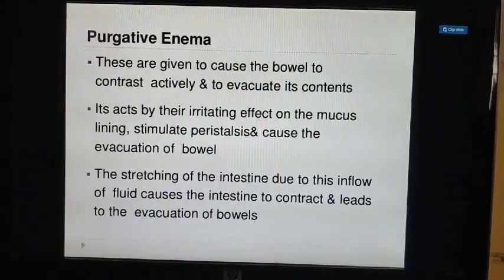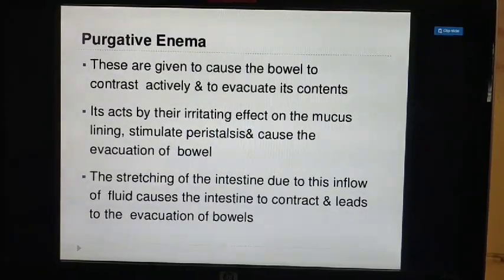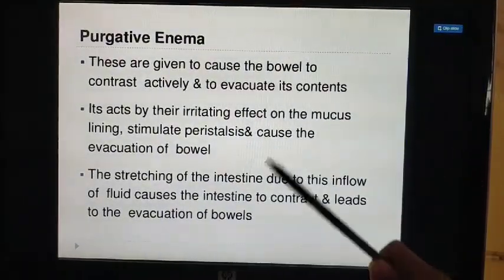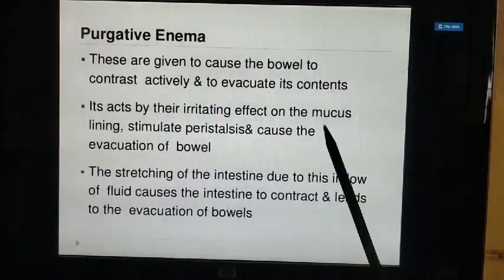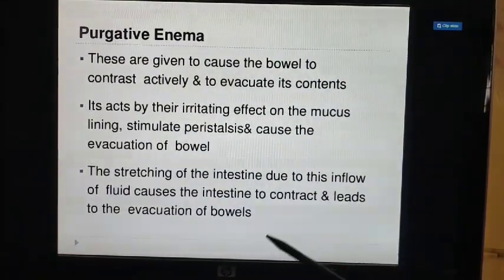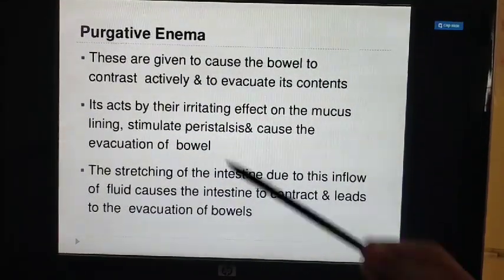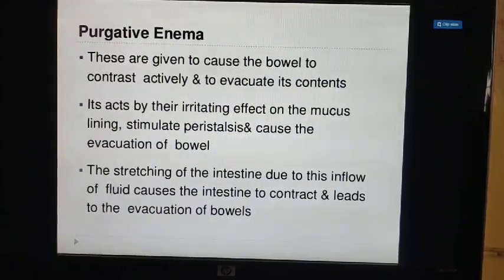The next one is the purgative enema. These are given to cause the bowel to contract actively. So keep in mind that the oil enema is to soften the fecal matter. But why do we give this purgative enema? To maintain the contraction of the bowel. When the bowel contracts, then defecation will happen. Without contraction, no defecation. Clear?